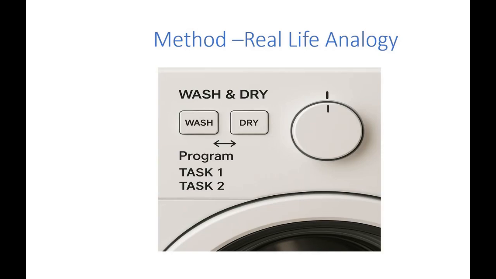In this video, we are going to learn a very important and useful concept in Java: methods. Let us start with a simple real life analogy. Imagine you are using a washing machine, and when you click the wash button, it starts to wash your clothes. And when you click the dry button, it starts to dry your clothes. So what exactly happens is that each button performs a specific task when you order it to.